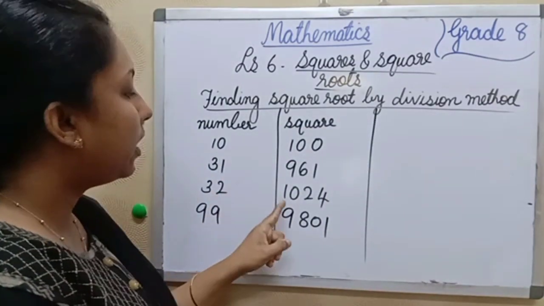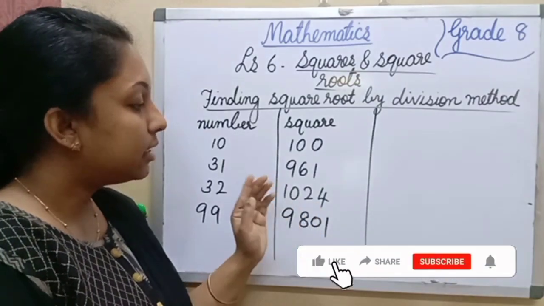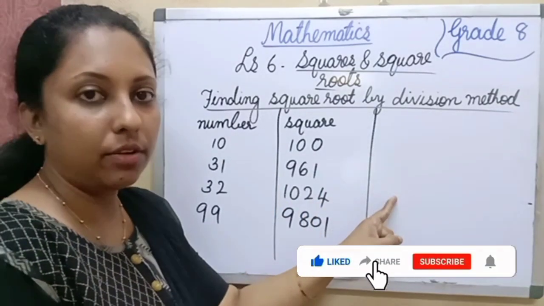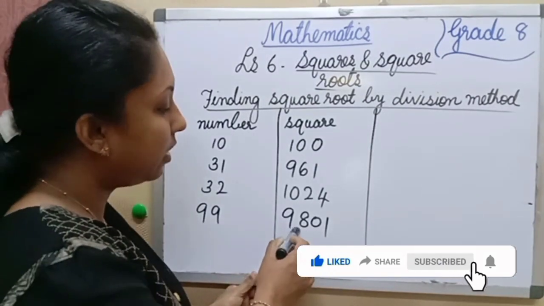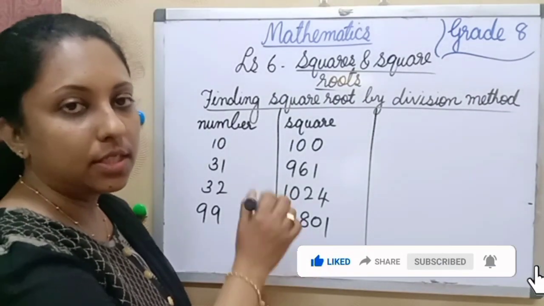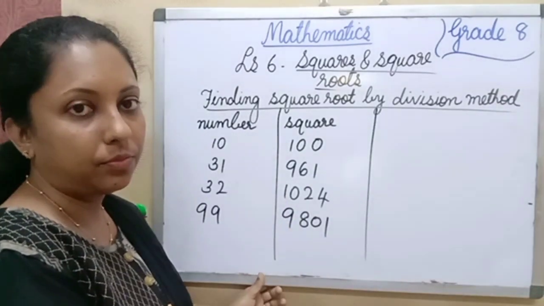And 32 squared is 1024. This is the smallest 4-digit perfect square, 1024. And 99 squared is 9801. This is the greatest 4-digit perfect square.